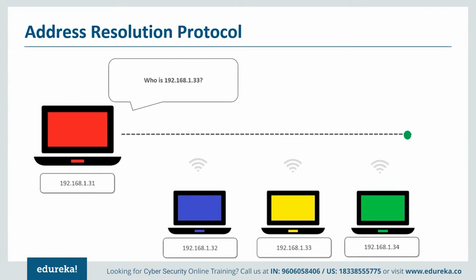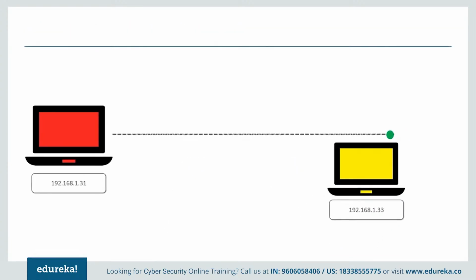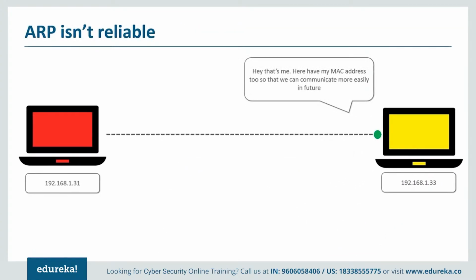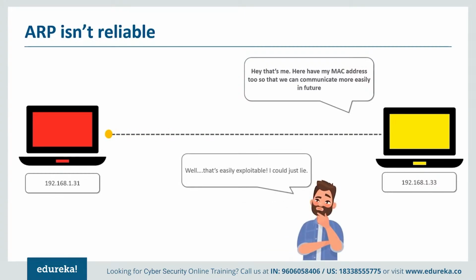So after that, the red computer asks who is 192.168.1.33, and the yellow computer recognizes that it has the same IP address, and it says, hey, here's my MAC address, so we can communicate more easily in the future. This MAC address is going to be tied to this IP address in a thing called the ARP table. I'm going to show you the ARP table in just a few minutes.